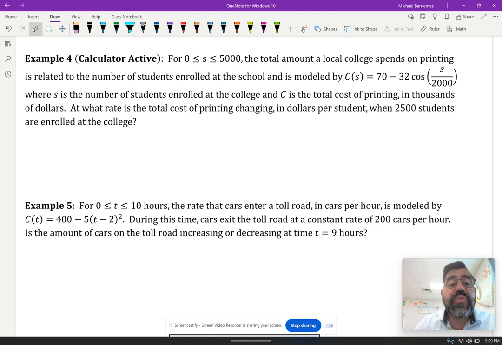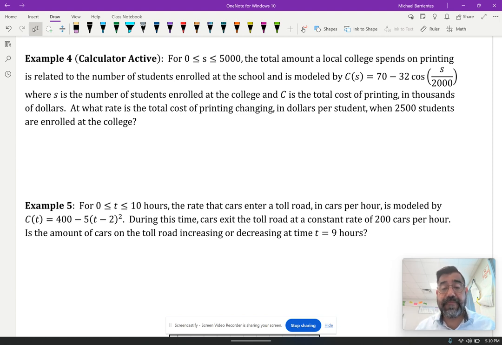For S between 0 and 5,000, the total amount a local college spends on printing is related to the number of students enrolled at the school and is modeled by this equation. C of S equals 770 minus 32 times cosine of S over 2,000, where S is the number of students enrolled at the college, and C is the total cost of printing in thousands of dollars. At what rate is the total cost of printing changing in dollars per student when 2,500 students are enrolled at that college?